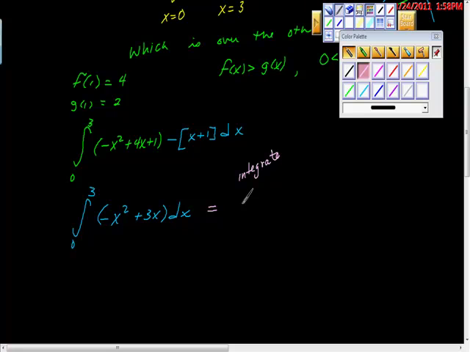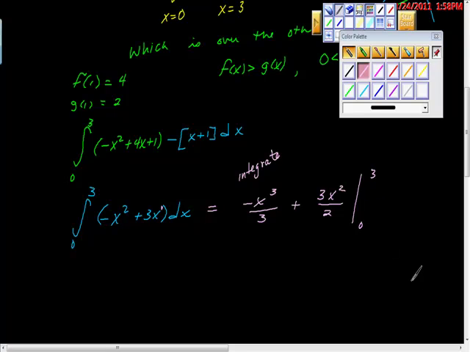It equals negative x cubed over 3, doesn't it? Plus, right, this was x to the first, so it becomes x to the second. So it's 3x squared over 2. Isn't that right? Is that good math? Sure it is. All right, as evaluated from 0 to 3.